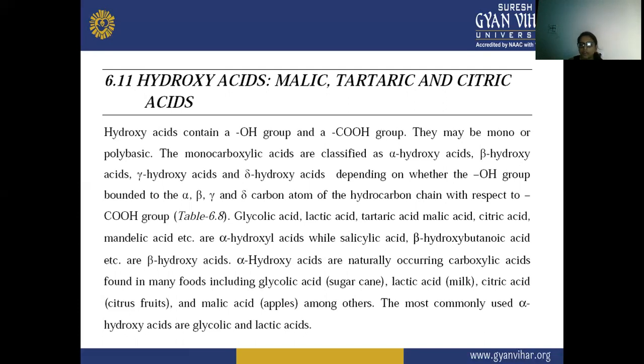If the hydroxy group is present on the alpha position, then it is known as alpha hydroxy acid. If it is present on the beta position, then it is known as beta hydroxy acid. If it is present on the gamma position, then it is gamma hydroxy acid. And if it is present on the delta position, then it is delta hydroxy acid. It depends on whether the OH group is bonded to the alpha, beta, gamma, or delta carbon atom of the hydrocarbon with respect to the COOH group.